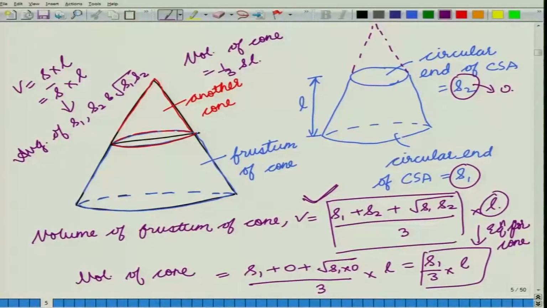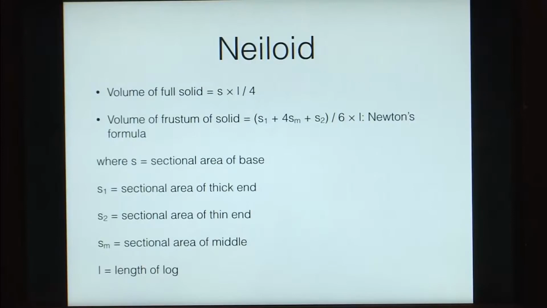Now, coming back to the slides again, when we talk about a neiloid, it is also a shape that we encountered before. Here we define the volume of the full solid as 1 by 4 S into L. So, in the case of a cone it was 1 by 3, in the case of a neiloid it becomes 1 by 4. The volume of the frustum of the solid is given by Newton's formula, by the average of S1, S2 and 4 times the middle sectional area, divided by 6 into L.